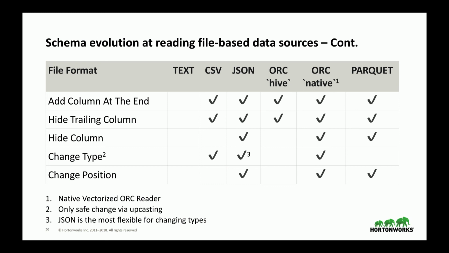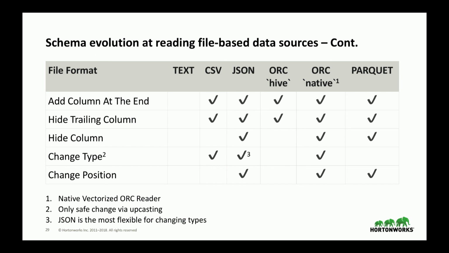So this is the summary of all the tables' schema evolution capability. I already mentioned that not every table has the same capability. In this case, text always has one single string column, so there is no schema evolution. And CSV does not support hide column. Hide means we cannot delete the existing file, it just hides the schema. So hiding a column means hiding some column in the middle, and Hive's trailing column is just truncated at the end of the columns.